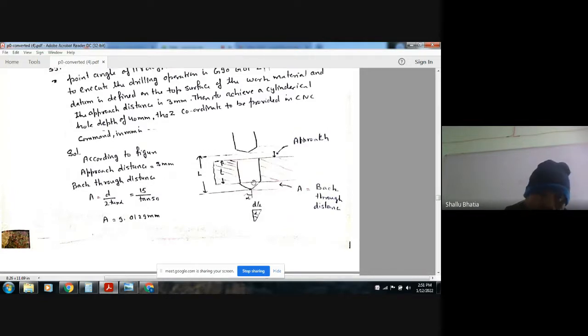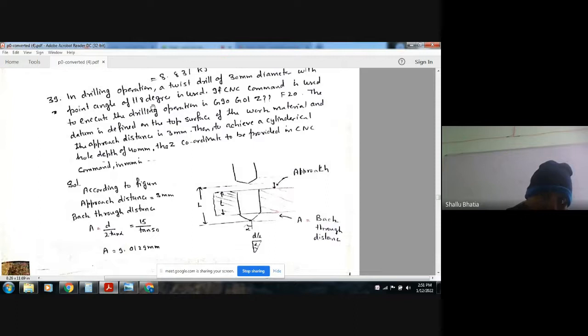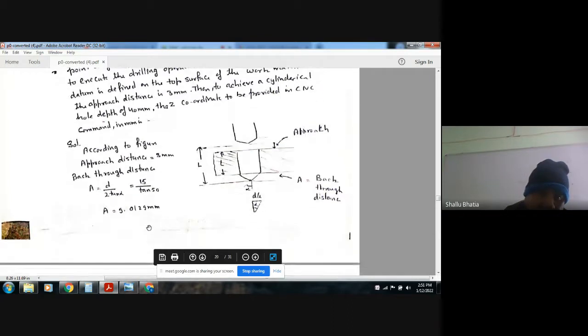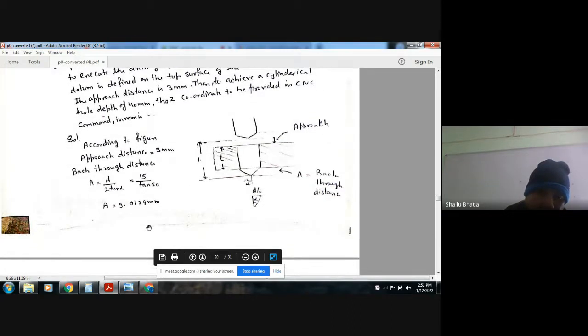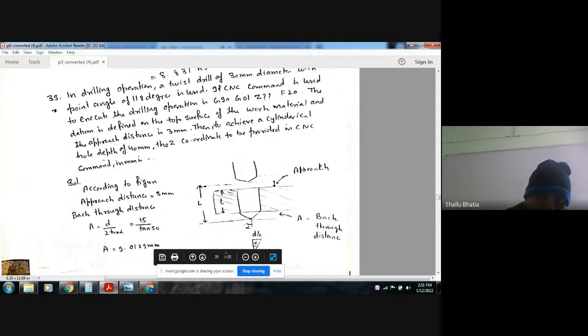Okay, 2 alpha is 118 degrees, so this will be 59. This is your diameter by 2, so we can calculate the distance. The distance A is d by 2 by tan alpha, so A is 9.0129 mm. Okay, so this is 9.